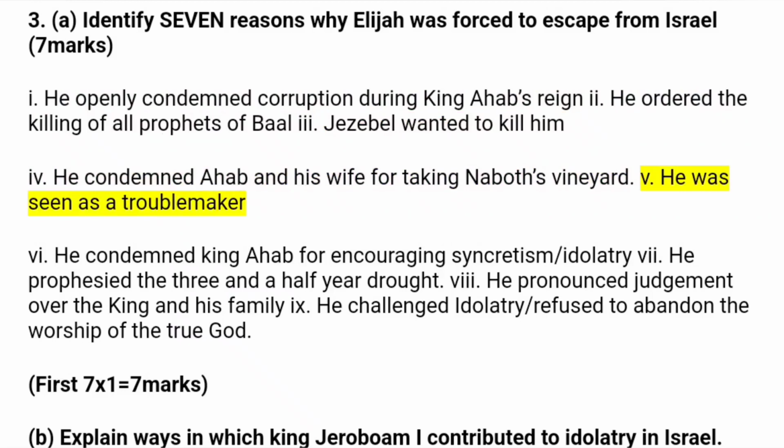5. He was seen as a troublemaker. 6. He condemned King Ahab for encouraging syncretism and idolatry. 7. He prophesied the 3.5-year drought. 8. He pronounced judgment over the king and his family. 9. He challenged idolatry and refused to abandon the worship of the true God.